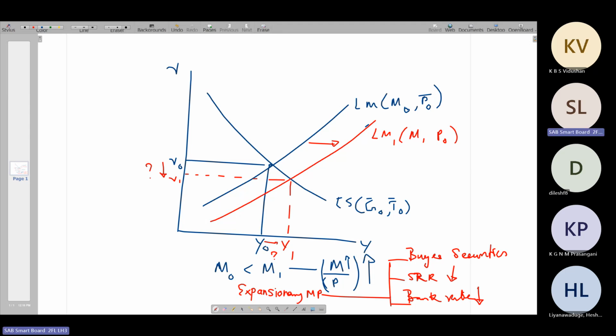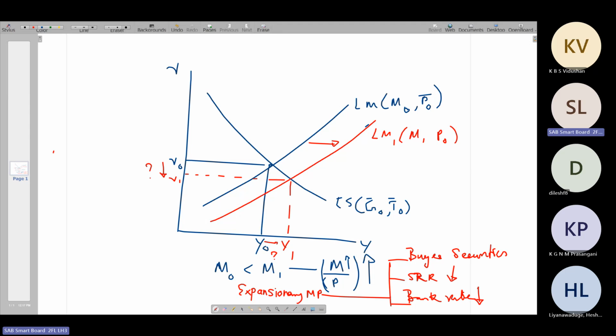Now, expansion in monetary policy means money supply increases. Let's say the central bank decides, as a monetary policy action, to buy treasury bills from the market. Money flows to the market, money supply increases. So the IS-LM curve shifts to the right, the interest rate decreases, and income increases. Why? How is this happening?